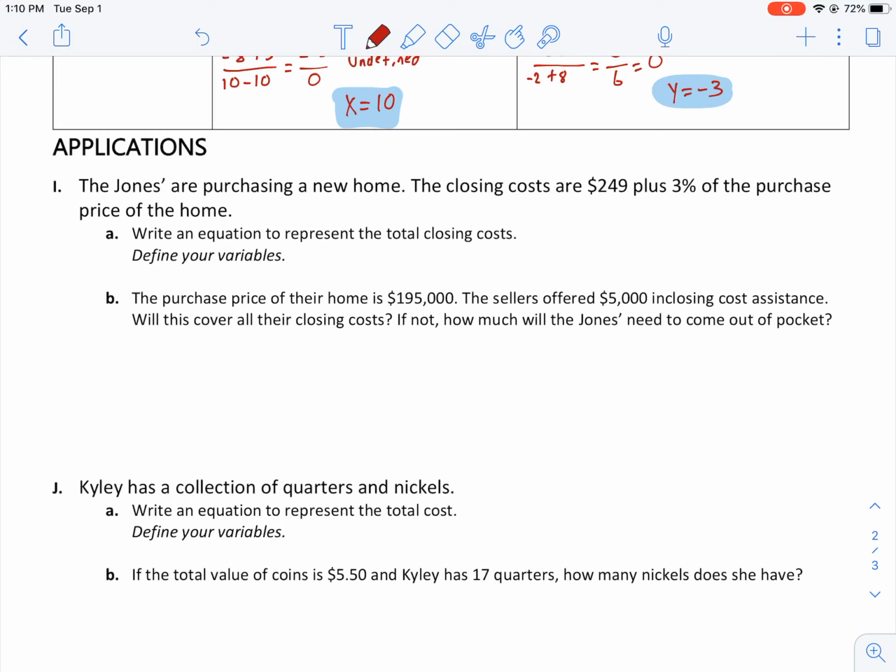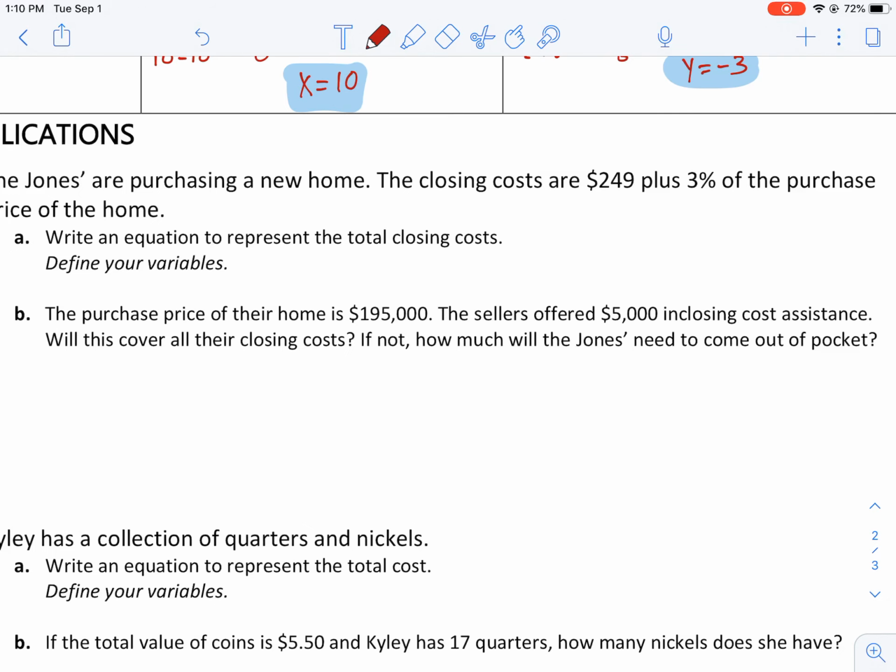It says, the Joneses are purchasing a new home. The closing costs are $249 plus 3% of the purchase price of the home. Write an equation to represent the total closing costs. So don't say, when am I ever going to use this, right? Hopefully, at some point you'll be purchasing a home. I just did this summer, and I definitely had to worry about closing costs.